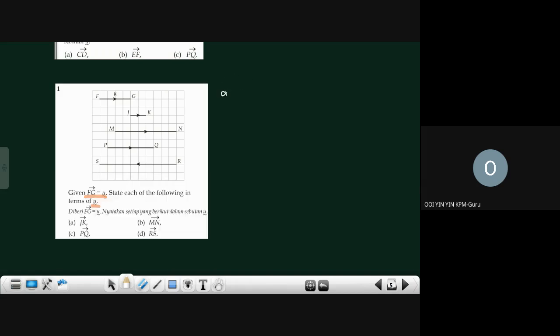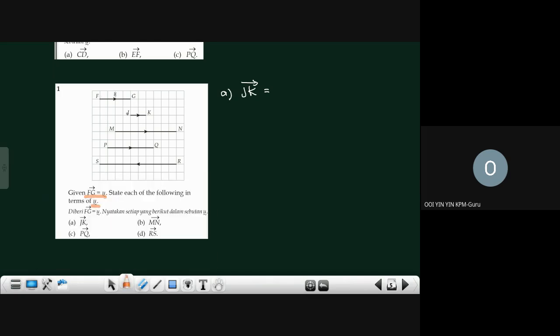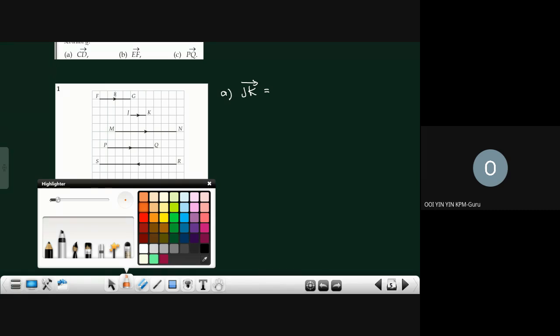First, your A, you need to find your vector JK. Don't forget the arrow up here. Then we compare our JK with our original FG. You see your FG is horizontally 4 units, right? One, two, three, 4. And then your JK, as you can see, only 2 units, right? Half of your original, right? So this is how I want you to write it.